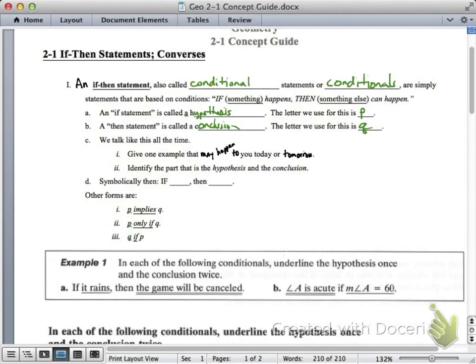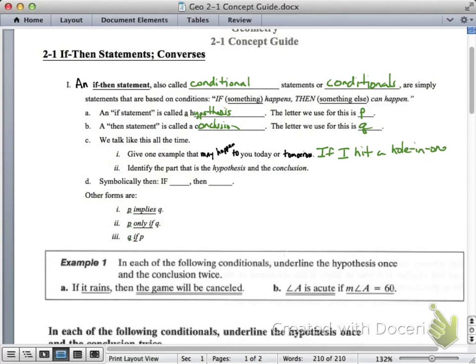We talk in conditionals all the time. We say, if this, then that. If you go this, then I'll do that. We talk like that all the time. So pause after I say this. Give one example that may happen to you today or tomorrow. If this, then. Go.